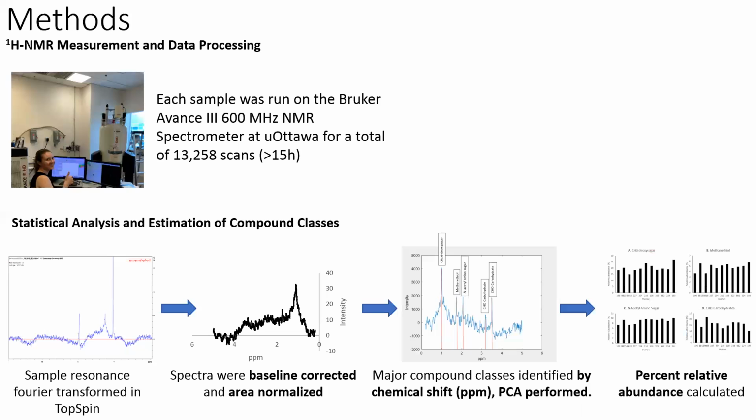After running each sample on the Bruker Advanced NMR spectrophotometer for 15 hours and 15 minutes, I then reduced, smoothed, and normalized the resulting data so that it could be used for calculations. I calculated the percent relative abundance for the major compound classes based on known chemical shifts of proton functional groups, and also performed a principal component analysis to determine the compound classes that can explain the most variance in compounds across all spectra in the data set.